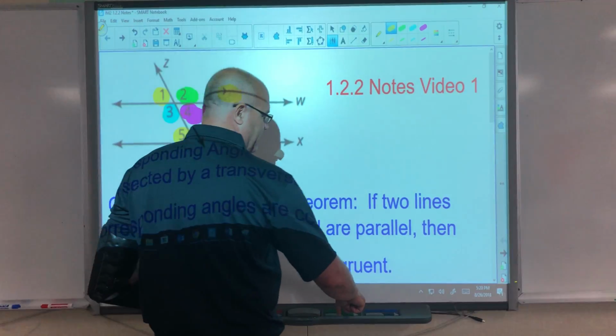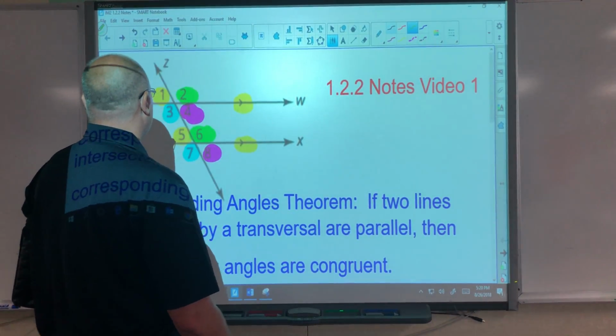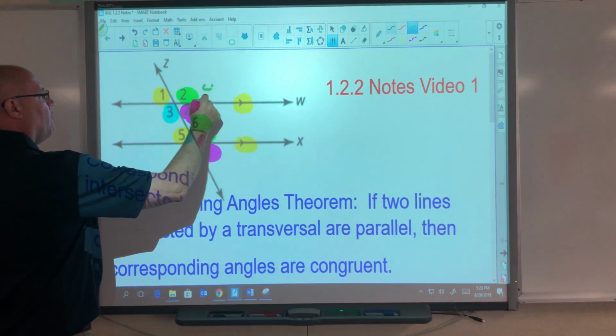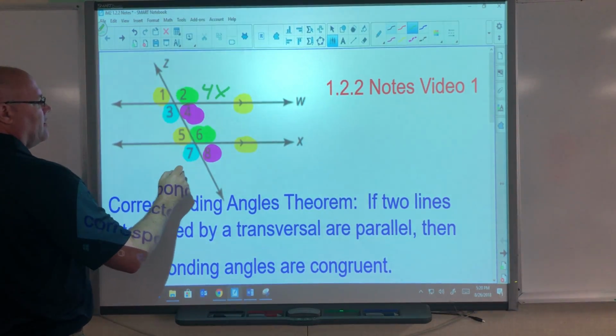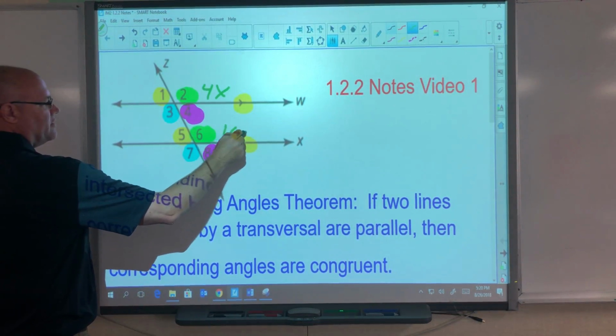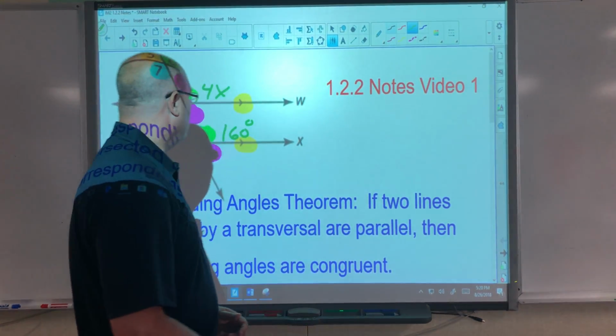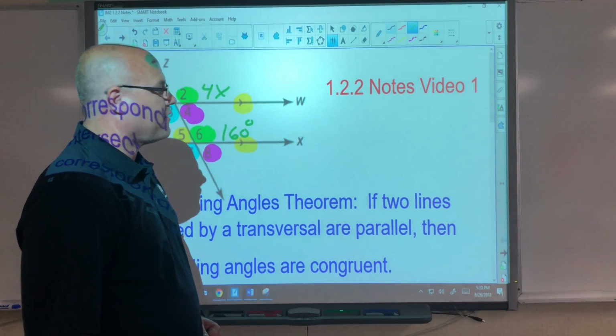So what you may see as a problem for this topic is we may give you that angle 2 is 4x, and they might tell you this is 160 degrees. They'll say, oh, find the measure of angle x. Or not the measure of angle x, but find the measure of x.